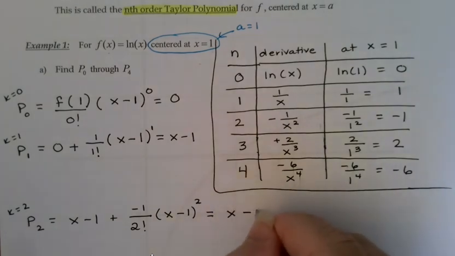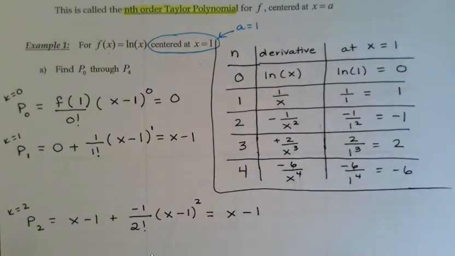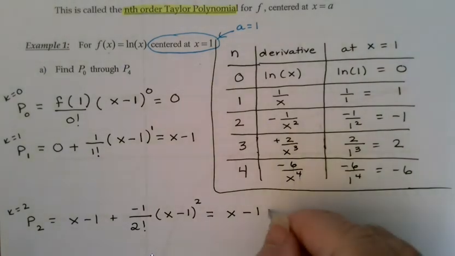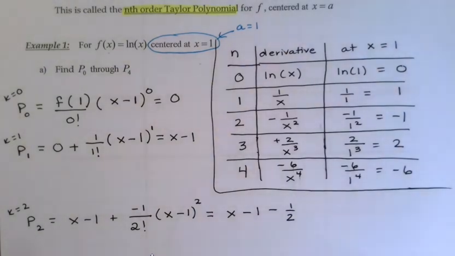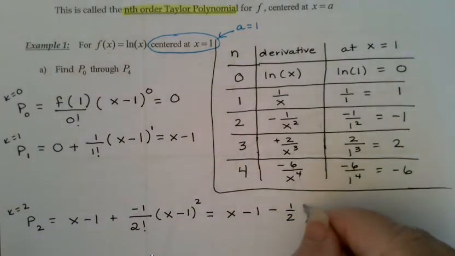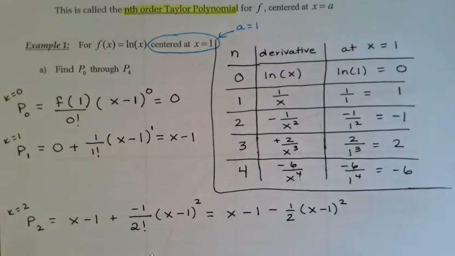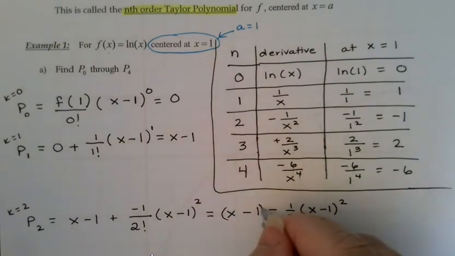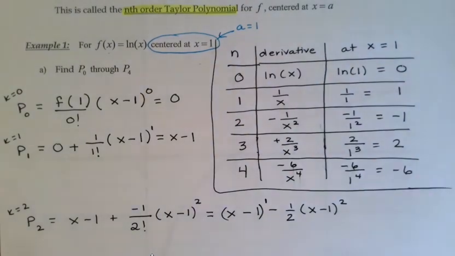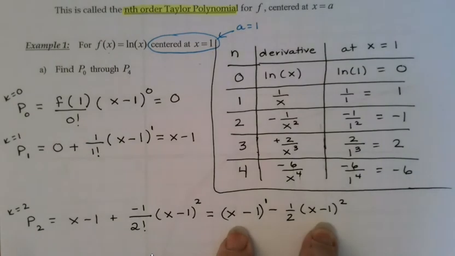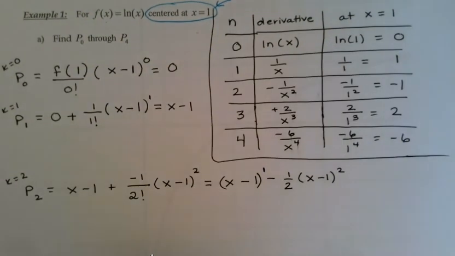So I have x minus 1, minus 1/2, since 2 factorial is just 2, times x minus 1 squared. Just to help us see the pattern a little bit better, I'm going to group those together and call them x minus 1 to the first so we can really see that polynomial developing. All right, P3.